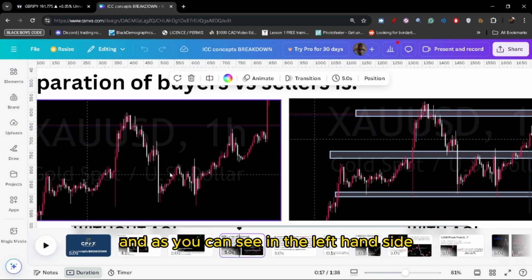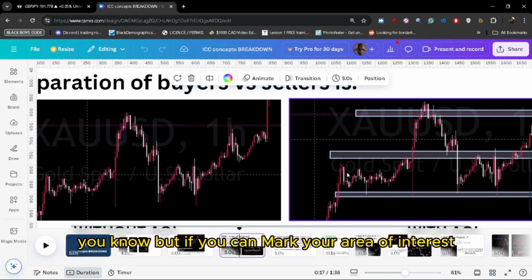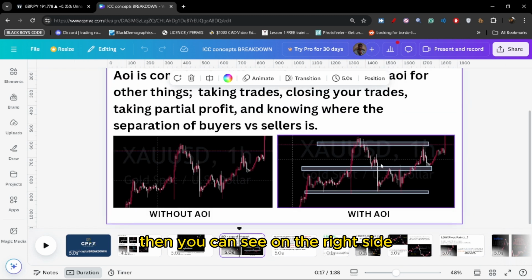And as you can see on the left-hand side, there's no area of interest, and you can ask yourself, oh, where do I take my trades from? But if you mark your area of interest, then on the right side you can see how somewhat easy it is to identify your trades, right? So if you take your trades from here, or here, or here, you could take high-probability setups versus taking your trades from the middle of the zone.